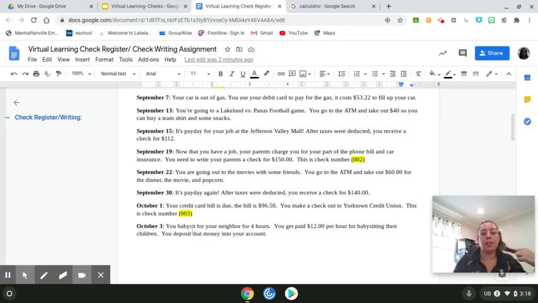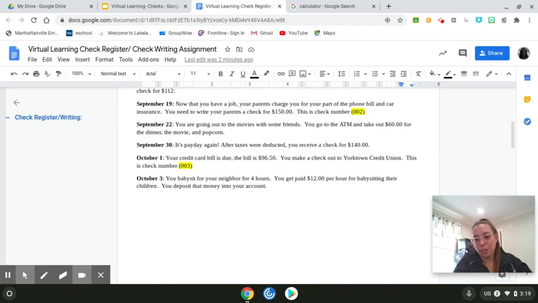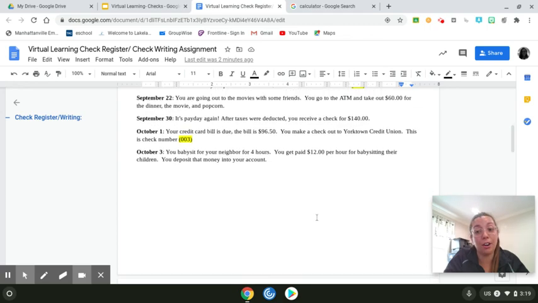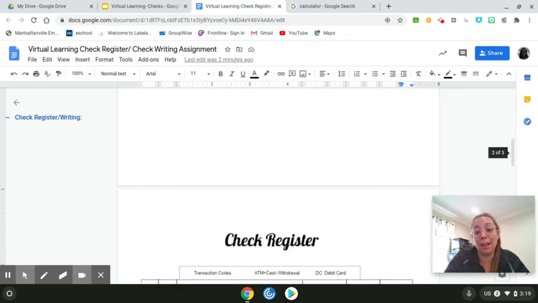And then October 3rd, you babysit for 4 hours and you get paid $12 an hour. There's a little trick in there. Make sure you give yourself the correct amount of money to deposit. You work for 4 hours at $12 an hour. How much are you depositing into your account? For the final balance, you should get $144.80. If you do not get $144.80, that means your math is off somewhere and you need to go back and check where you messed up.